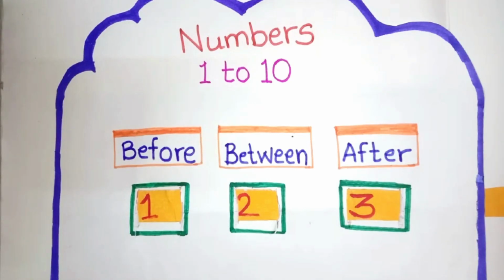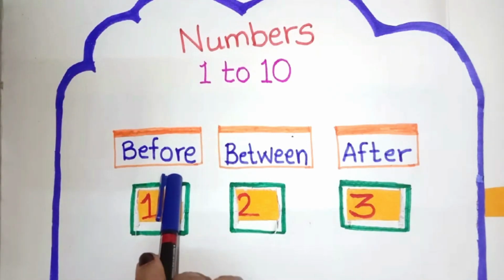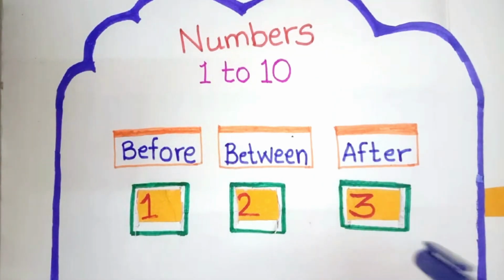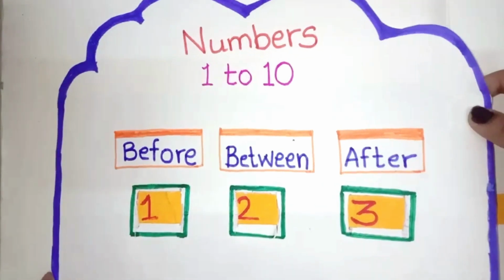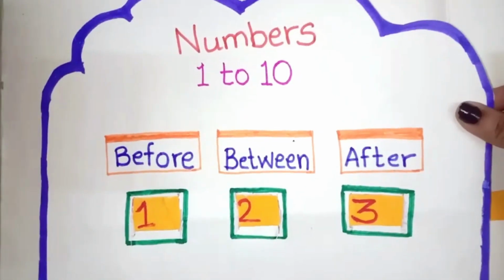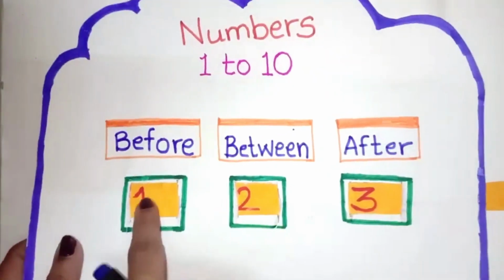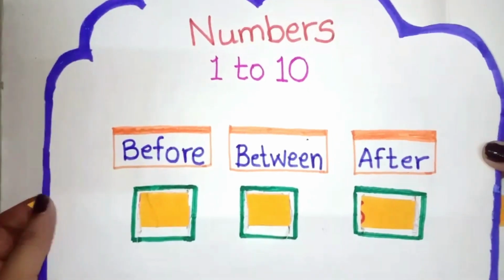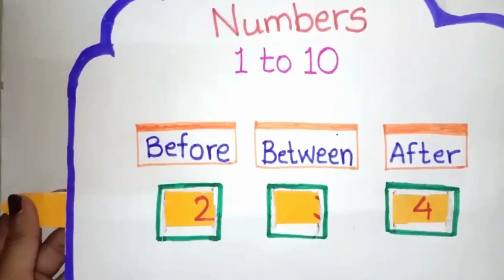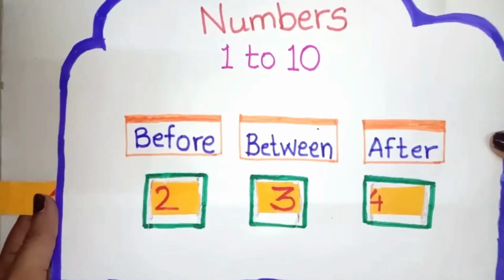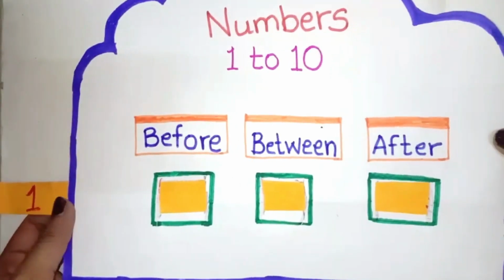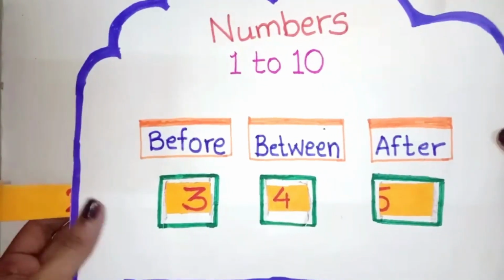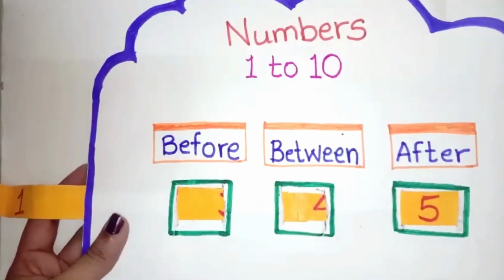In today's video, we will learn before numbers, between numbers and after numbers. To teach this lesson, I have prepared this teaching aid. Here is one strip. On that 1 to 10 numbers are written. You have to only drag the strip so that easily you will understand before, between and after numbers. Let me explain how to do this.